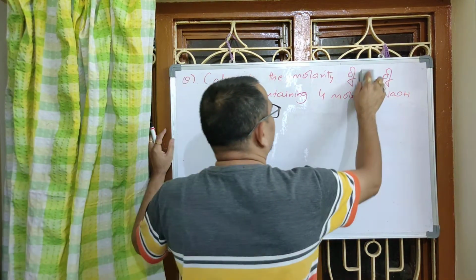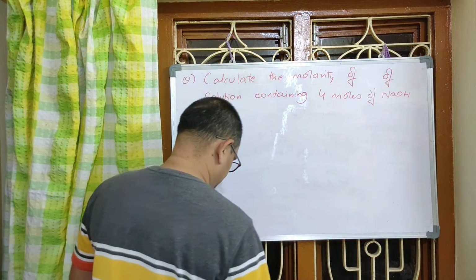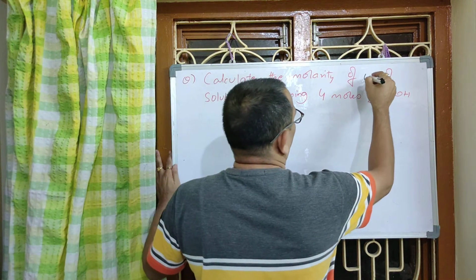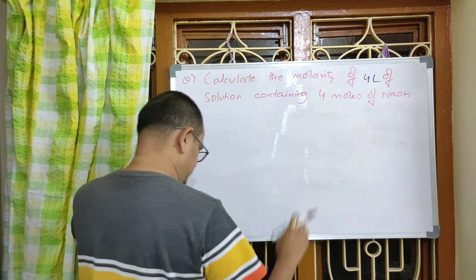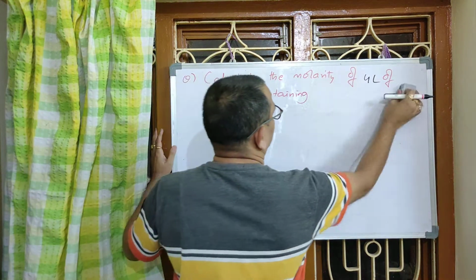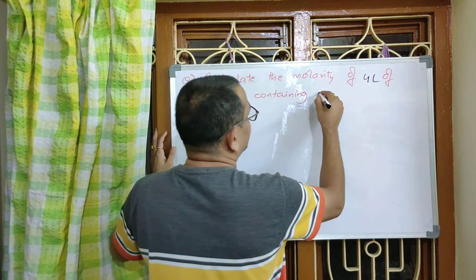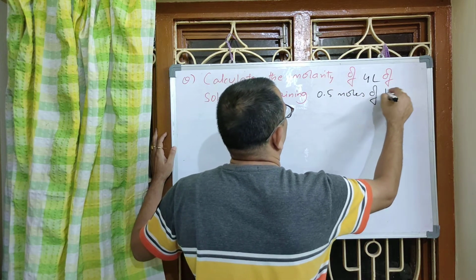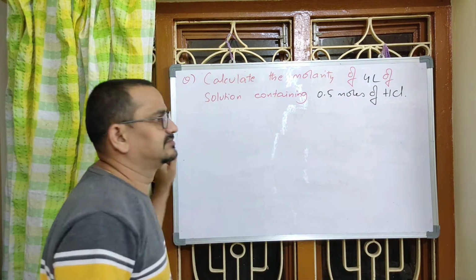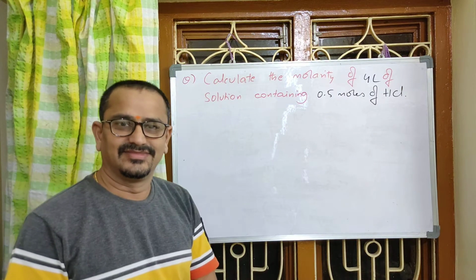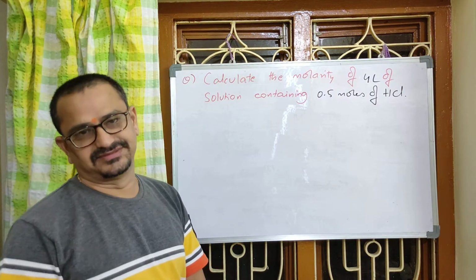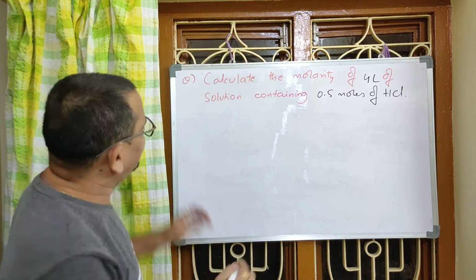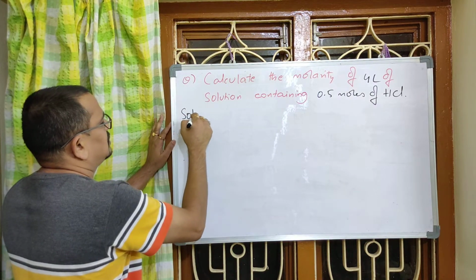Calculate molarity of 4 liters of solution containing 0.5 moles of HCl. Yes, hydrochloric acid. Now, again, same style. Solution.